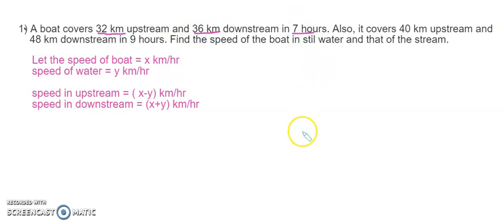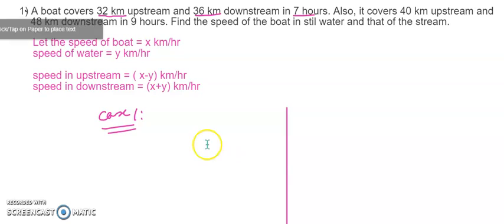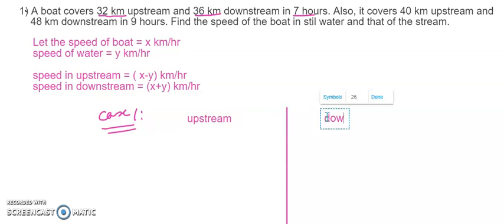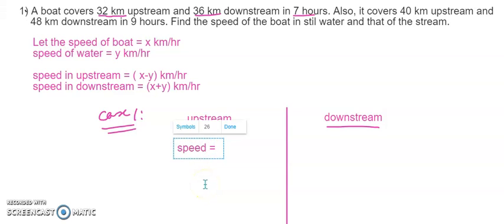So this is the first case where I have two parts, upstream situation and downstream situation. So let's say case 1, right? I'm going to bifurcate into two parts so that it's easier for me to work out. I'll say this part is going to be upstream, and there I'll talk about downstream. Three things which we have to take into consideration: the speed, the time taken, and the distance. Speed is equal to x minus y.